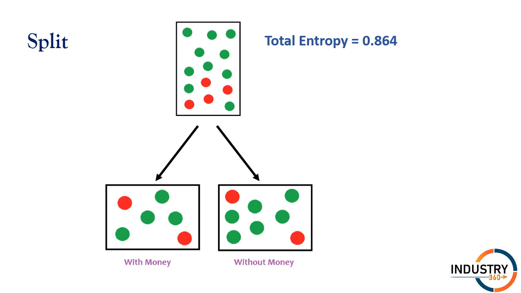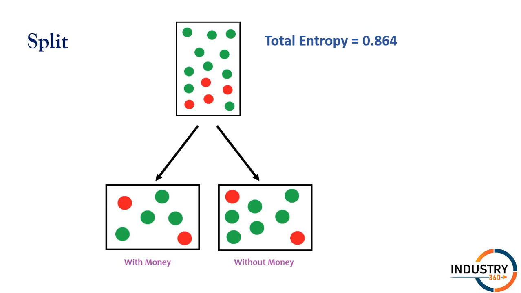The split itself is not difficult. Since each ball is representing a student, we simply put the balls in the jars according to that particular student's monetary position. If the student had the money, he or she goes into the with money jar. Otherwise, they go into the without money jar.